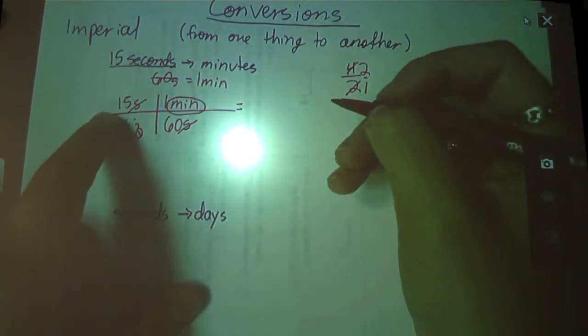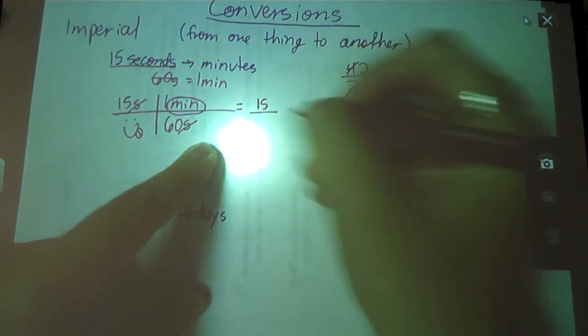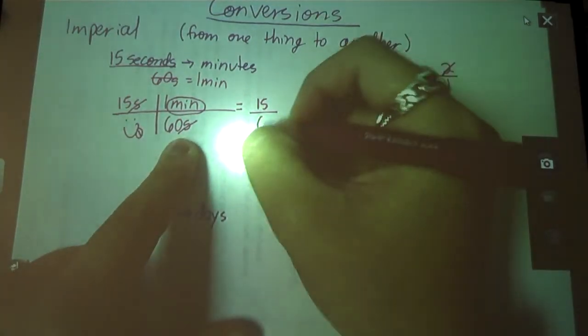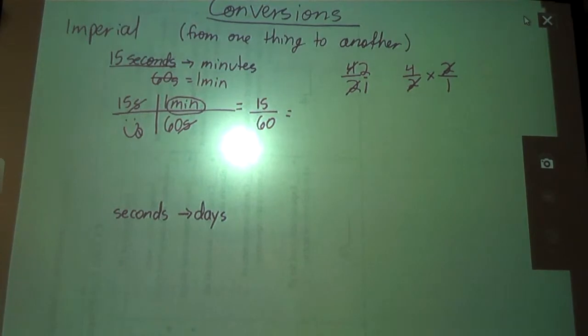So this tells me if I multiply all the way across the top, 15 times 1 is 15, divided by, multiply all the way across the bottom, 1 times 60. I'm not doing that in my head, I apologize, too early in the year.